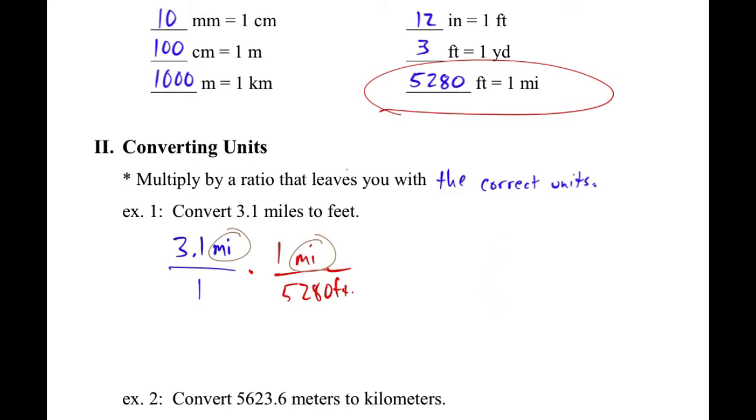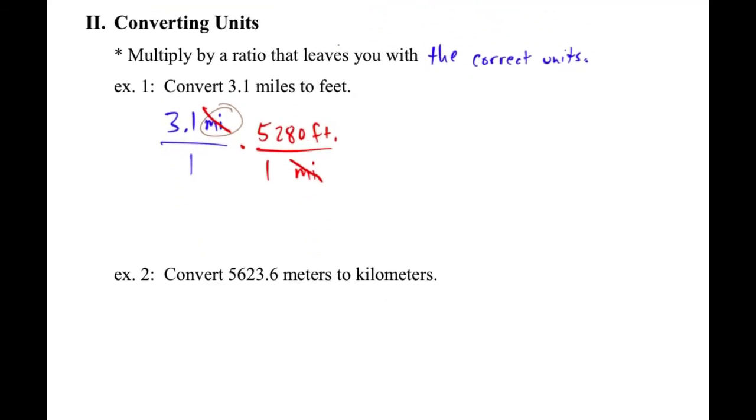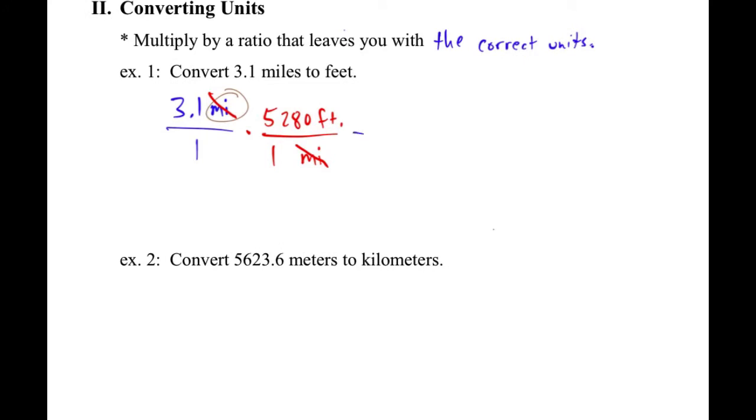But instead, if I flip that red fraction and put my 1 mile down below, do you agree when we're multiplying fractions, we can cancel out something in the numerator with something in the denominator? And miles are now gone. In the numerator, I have 5,280 feet. Do you agree the only units left in the problem now are feet, which is exactly what we want? So when I multiply these two fractions, I'm going to have 3.1 times 5,280, which gives me 16,368.